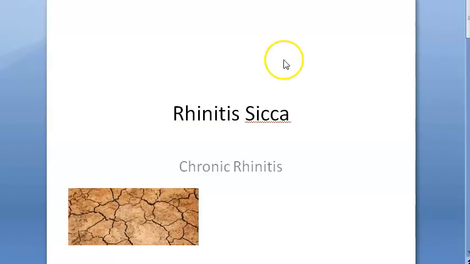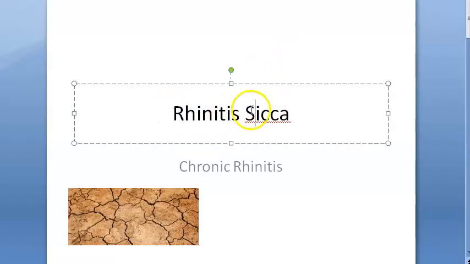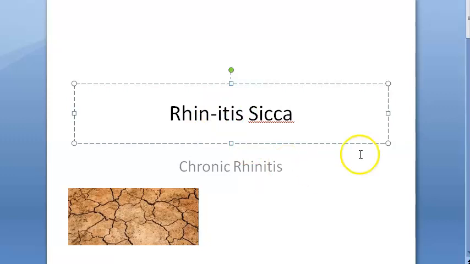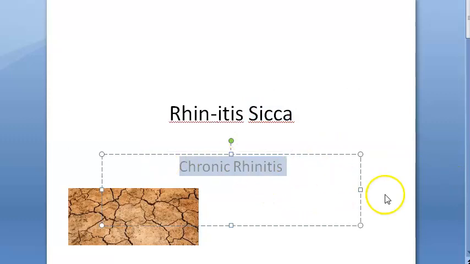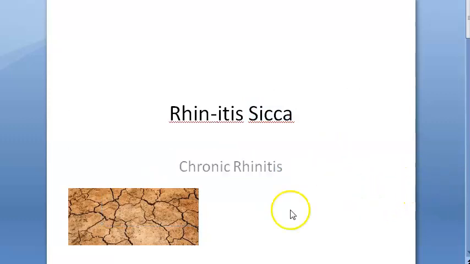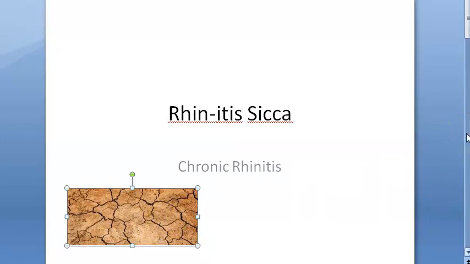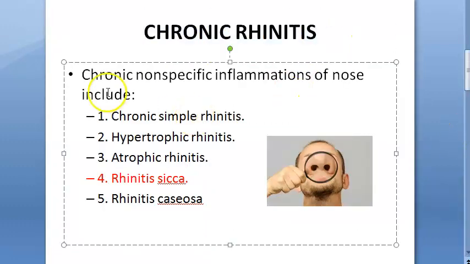Hello people, in this video let us look at this terminology Rhinitis Sicca. Sicca is actually dry, right? Rhino, nose. Itis, inflammation. So basically nose, inflammation, dry nose, okay? So basically it comes under a type of chronic rhinitis. Over a long period of time this happens, right? Dryness. So if you remember in chronic rhinitis we have seen non-specific inflammation, chronic conditions of the nose.